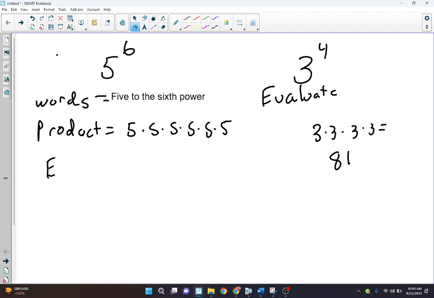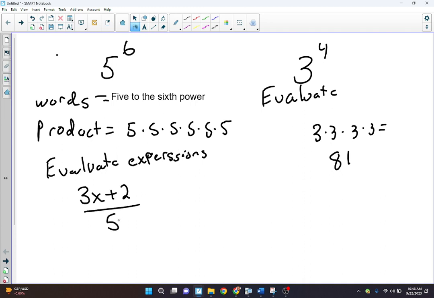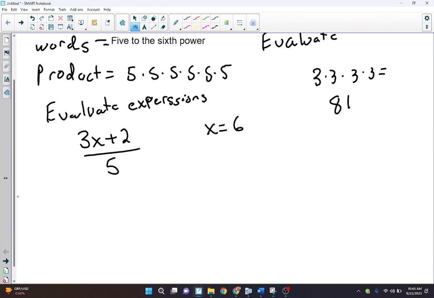Next one's evaluate expressions. This one is I'm going to give you some algebraic expression. 3x plus 2 divided by 5 when x equals 6. So in this situation, what I'm doing is replacing the variable with what it is. So 3 times 6 plus 2 divided by 5. This is also testing your order of operations. So since this is on top, this is going to happen first. So this is going to be 18 plus 2 over 5.